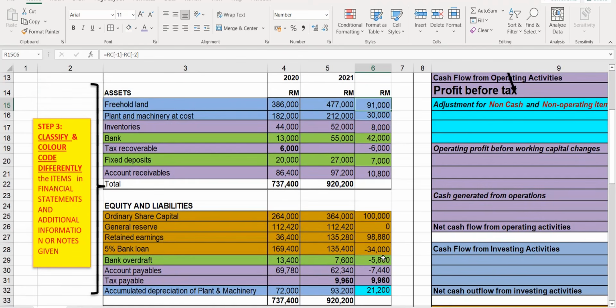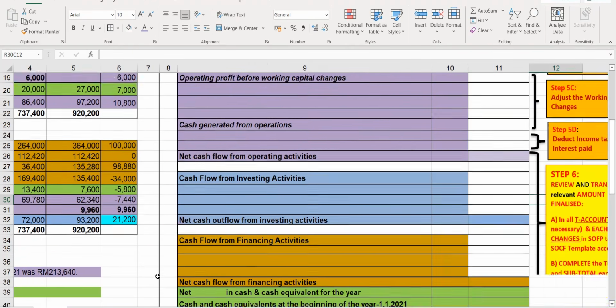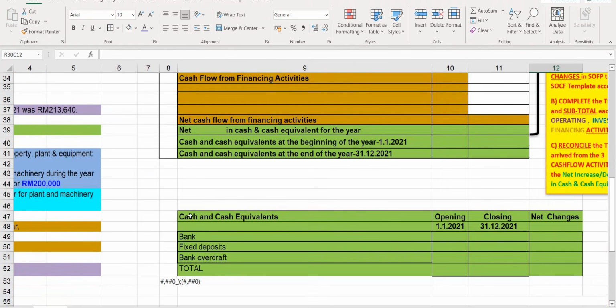So I've done that part, but my interest at the moment is to prepare the statement of cash and cash equivalent. So I'm going to copy this, the row that has the green color here, and I'm going to put it at the bottom here. So I'm going to prepare the statement of cash and cash equivalent. So this is a schedule.